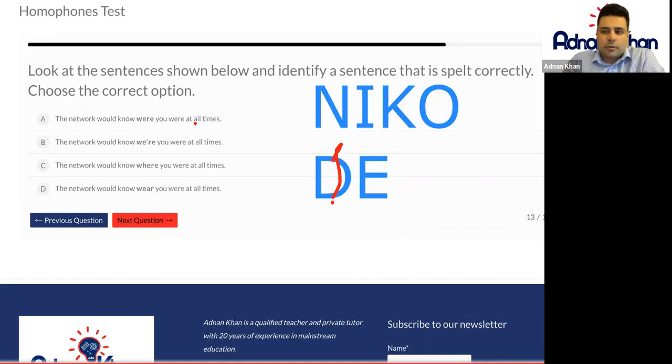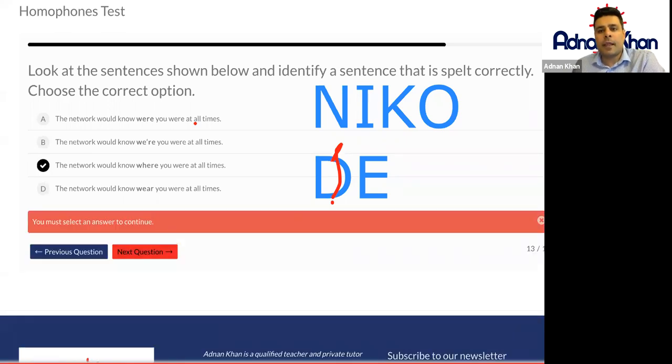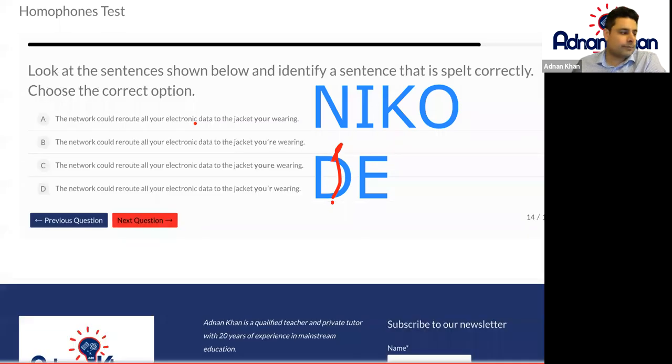So it would be C, because it's asking where instead of what you're wearing or we are or were. It's asking where you are. Absolutely. So were, where, where, were, they all kind of sound the same, but they're still pronounced "where". So the network would know where you were at all times. So C is correct. Well done, Aman. And just do one more as well.